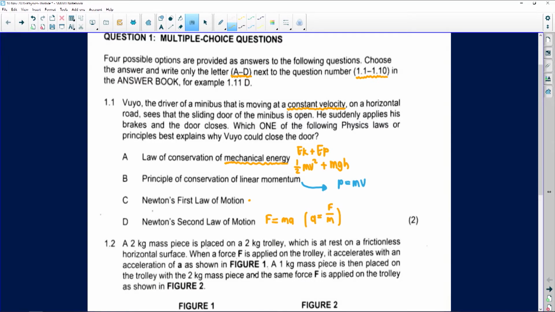Now I want to explain Newton's first law. So Newton's first law, I want you guys to think about a pencil on a dashboard. Let's use the minibus. If you have a pencil on the dashboard and all of a sudden you apply your brakes, the pencil will then suddenly move. What Newton's first law says is that an object will remain at rest or continue to move unless acted upon by an external or resultant net force.